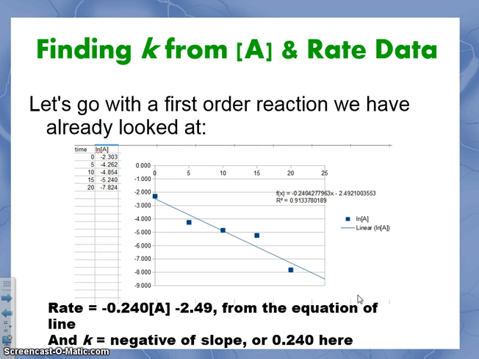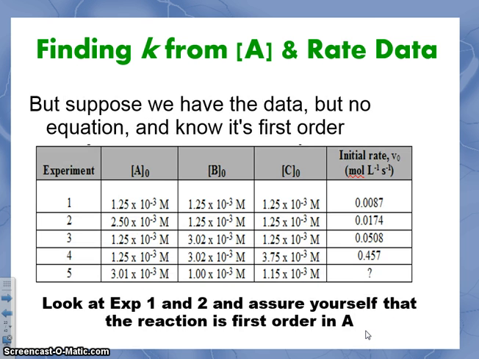Now, how do we find K from the concentration of the reactant and the rate data? So let's look at a first order reaction we've already examined. The rate here is minus 0.240 times the concentration of A from the equation of the line that we see up here. And K is the negative of the slope, or 0.240 here. Suppose we have the data but no equation and know it's first order. If we look at experiment 1 and 2, we can assure ourselves that this is first order in A. See how it doubles here? And the rate, initial rate, also doubles.